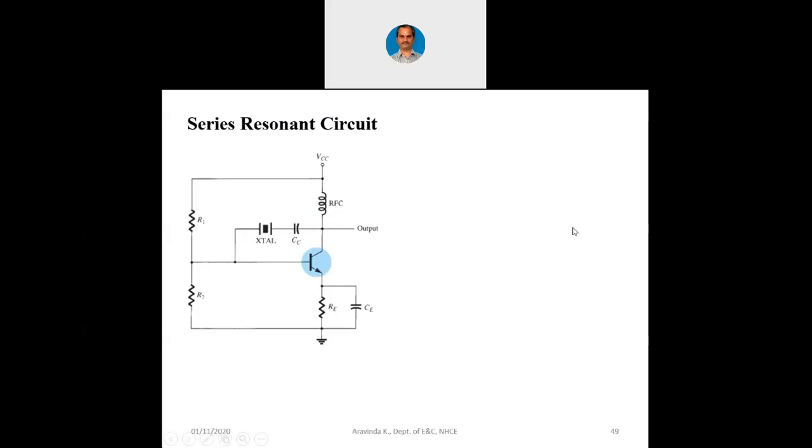So how to connect the crystal oscillator now? You can see there is a regular RF choke, then there is a voltage divider bias network using BJT, and you can see the crystal connected between output back to input. And there is one coupling capacitor together with the crystal. Why is this coupling capacitor connected in series with the crystal?